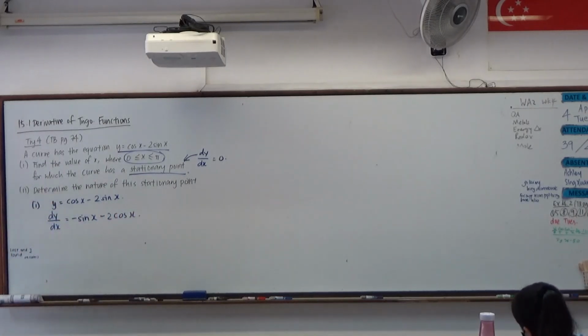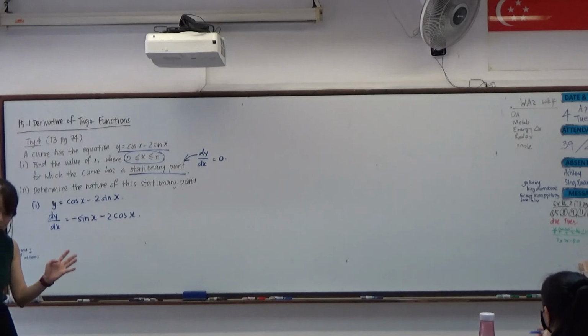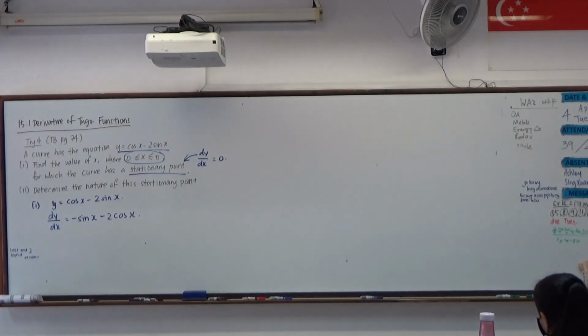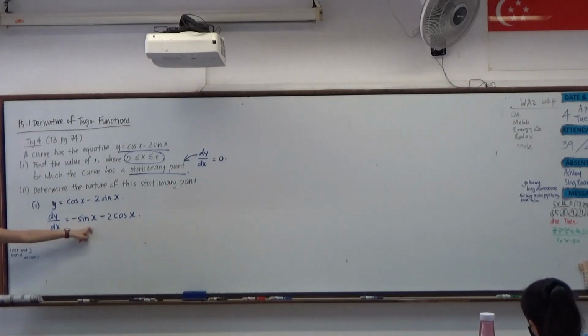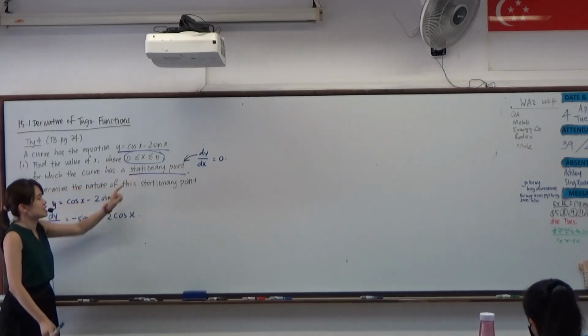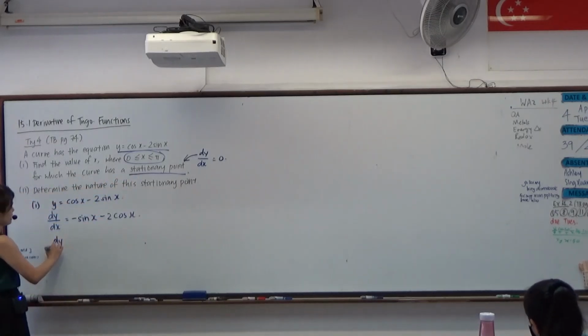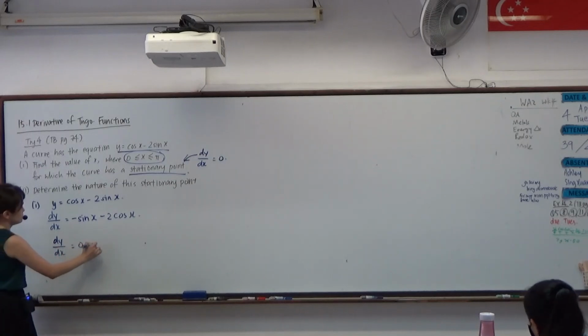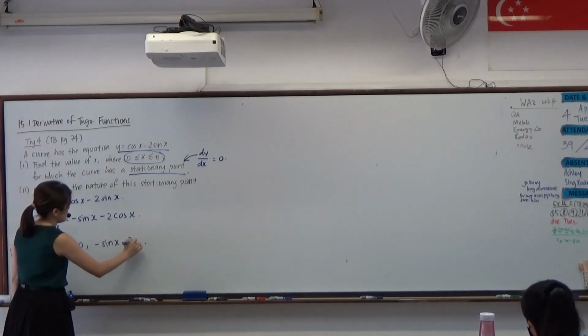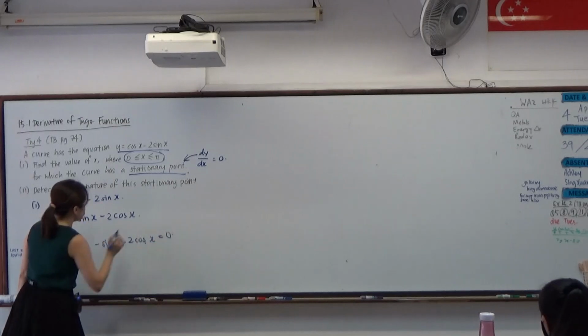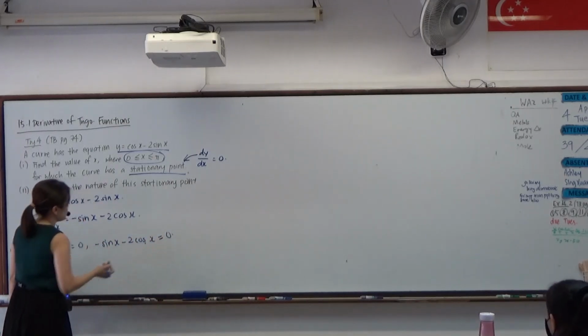Usually when it comes to differentiation of trigo, it is not as tiring as the whole series that I gave you all the other time. Usually it's manageable. That one was really for us to practice. So dy over dx equals to negative sine x minus 2 cosine x. We know that we're looking for a stationary point, so dy over dx must be equals to 0. And that means that we have to solve this trigo equation.